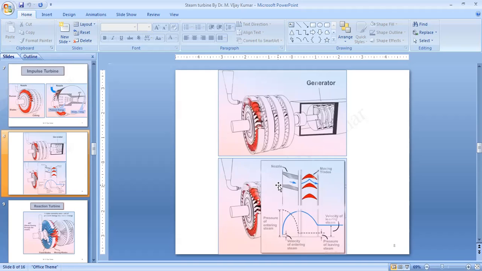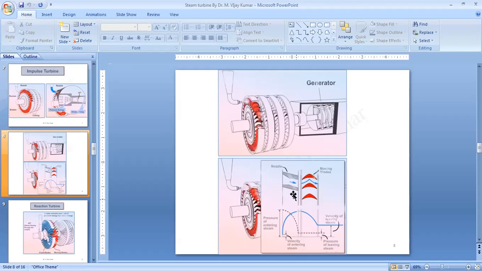Inside this nozzle, high pressure steam will be flowing. When the steam is flowing through this nozzle, we can see the velocity and pressure variation, from this section to this section of the nozzle. Initially it will be very high pressure when it enters the nozzle. When it comes out from the nozzle, slowly the pressure energy is getting down, and you can see the kinetic energy, meaning the velocity, is getting increased.